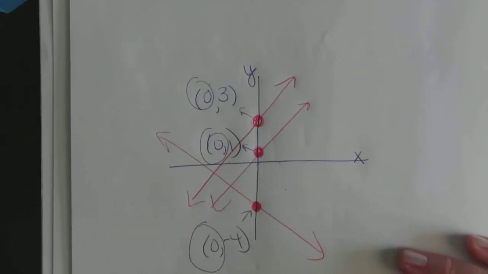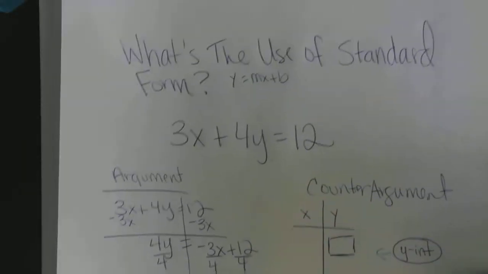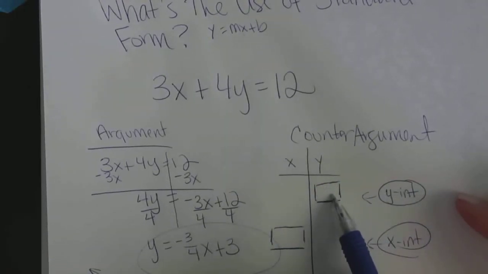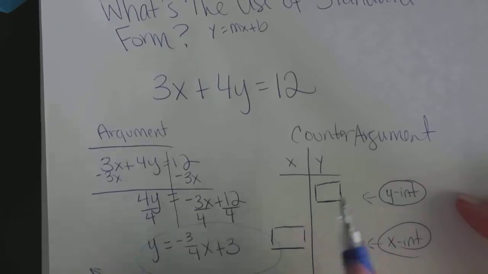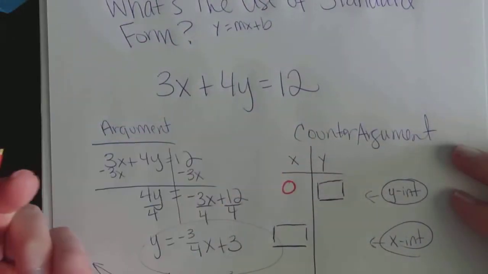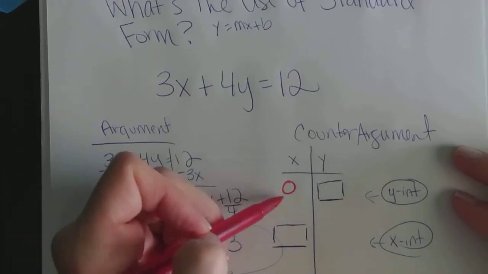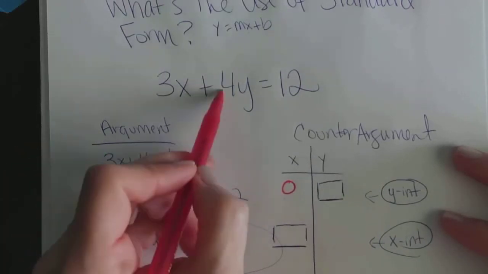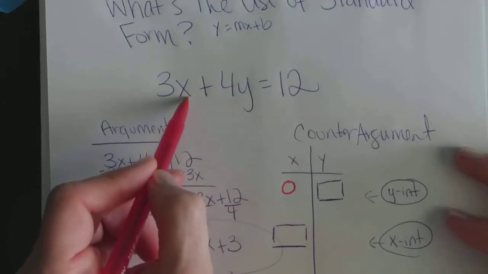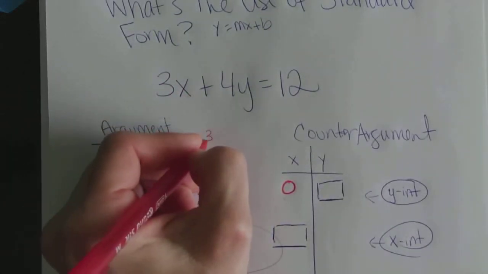So when I go back to my table, it's really simple. To find a y-intercept, it's the value of your y, where you cross, when the x stabilizes at 0. So check out how easy this is. Go to your standard form. Fill in 0 for the x. It would look like this.